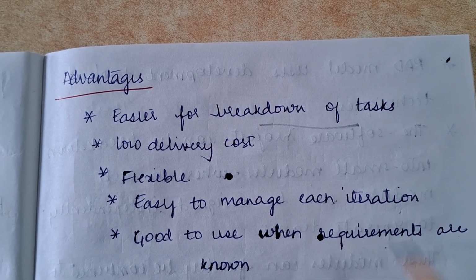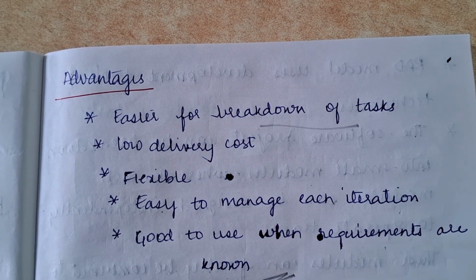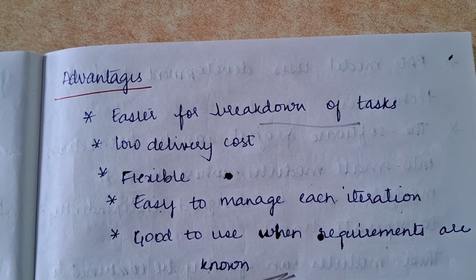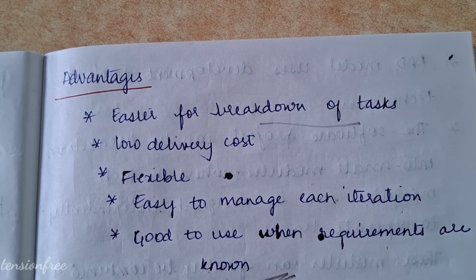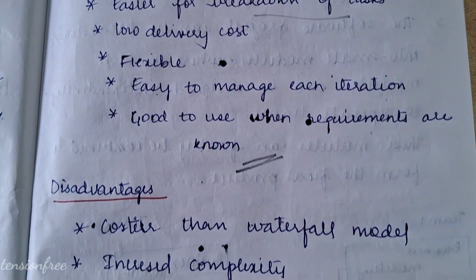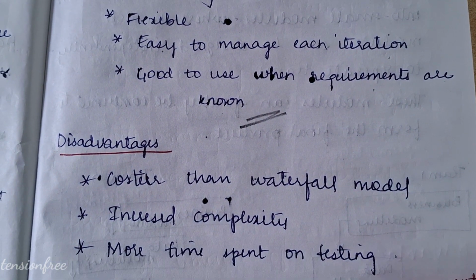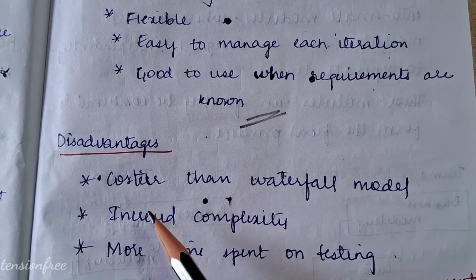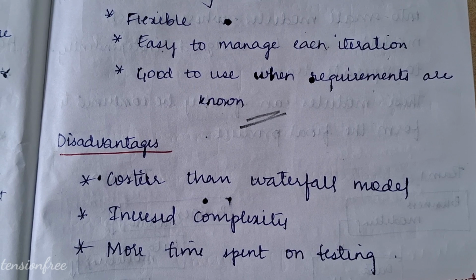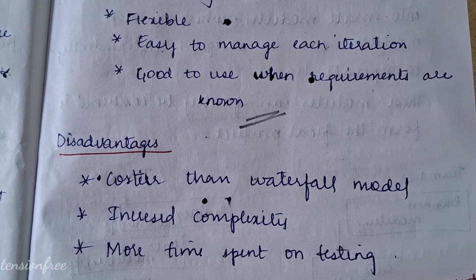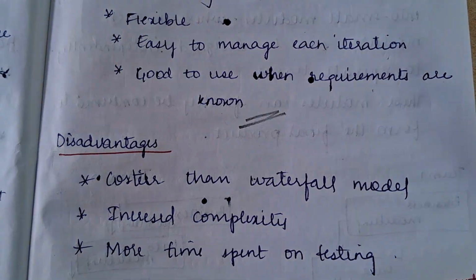It is good to use when the requirements are known. Only when the requirements are known do we need to use this incremental model, and the waterfall model is the same way. Coming to the disadvantages, there are three. It is costlier than the waterfall model. It is similar to the waterfall model: when the requirements are known, you can use both the waterfall model and the incremental model. As it is costlier, the waterfall model is said to be the basic model.